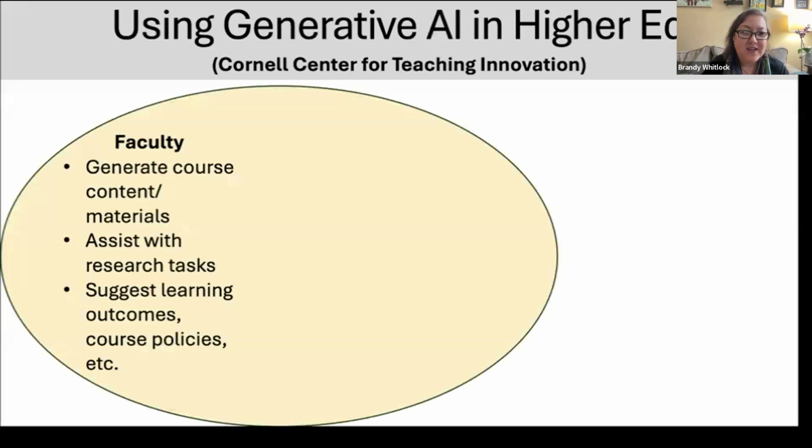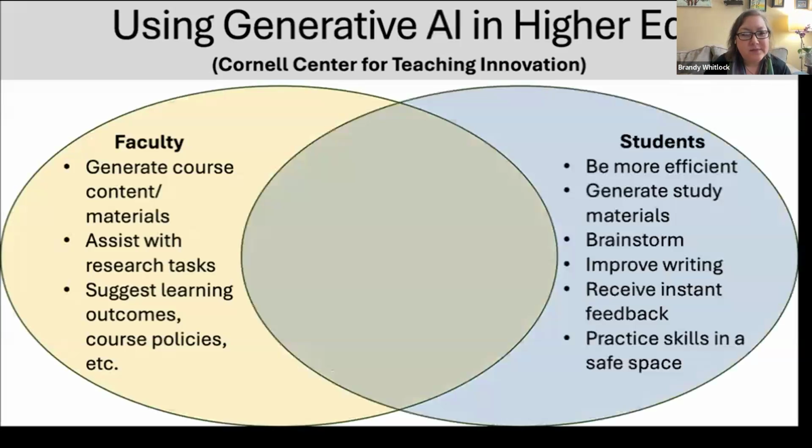But these were some of the things they could identify that faculty were using generative AI to help them do. Faculty might use generative AI to help with course content and materials. It might help with their own research tasks, their original research, analyzing data, especially that qualitative data that is so difficult to code and go through. They might have it assist with that, and help it write the course procedures and syllabi, and it can suggest course policies and learning outcomes and those sorts of things.